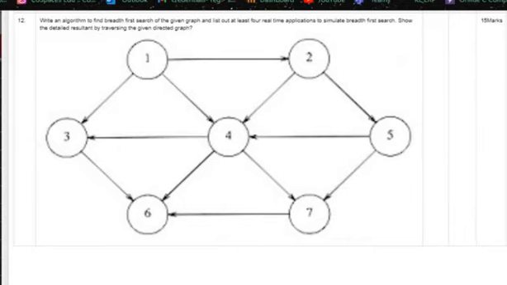Write an algorithm to find BFS, breadth first search of the given graph, and list out at least 4 real-time applications to simulate BFS. Show the detailed result by traversing the given directed graph.